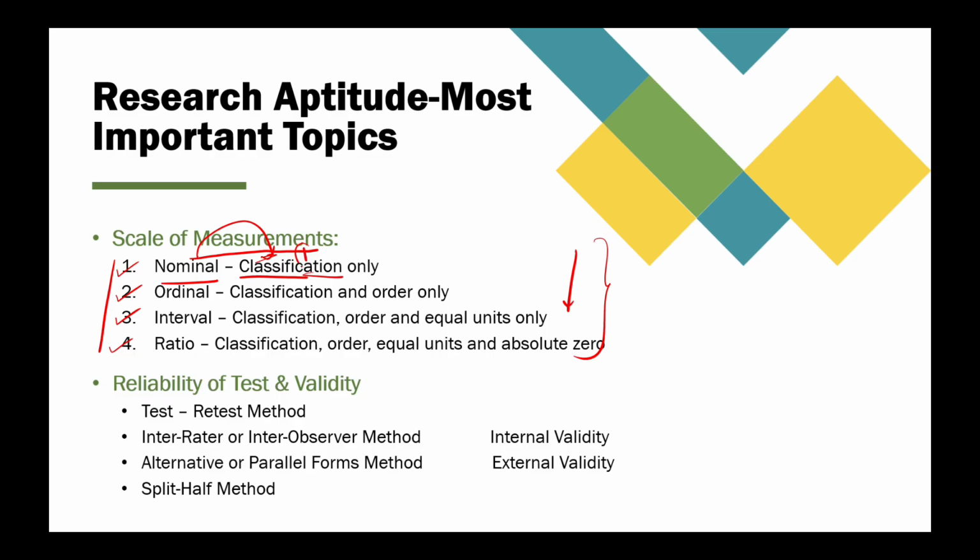In the nominal scale, you only have classification. In the ordinal scale, you have classification and order. In the interval scale, you have classification, order, and equal units. In the ratio scale, we have classification, order, equal units, and absolute zero.